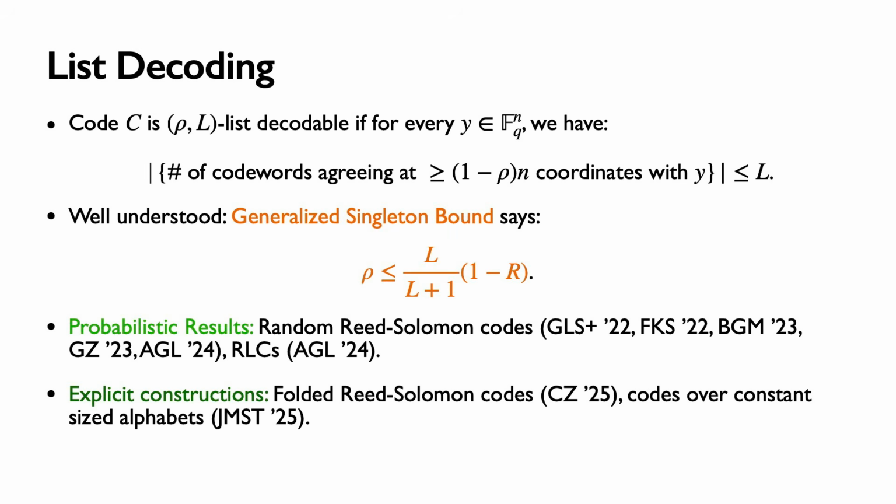And more recently, there have been explicit constructions of folded Reed-Solomon codes. A family of codes has been shown to get these parameters for list decodability, and also codes over quantum-size alphabets have been shown to get these parameters for list decodability.